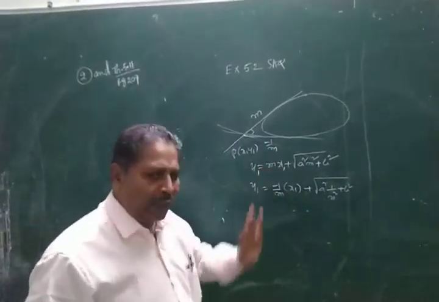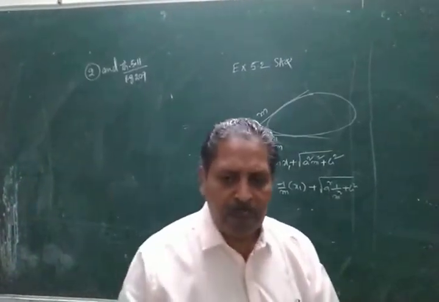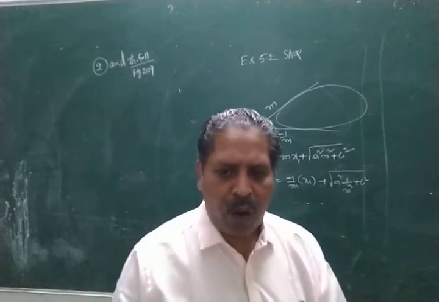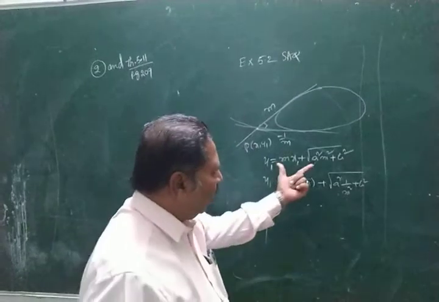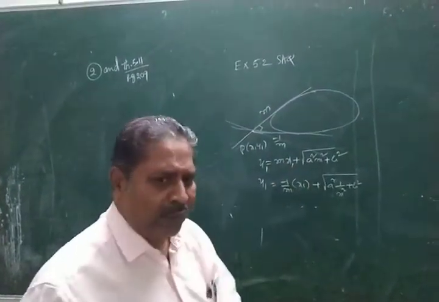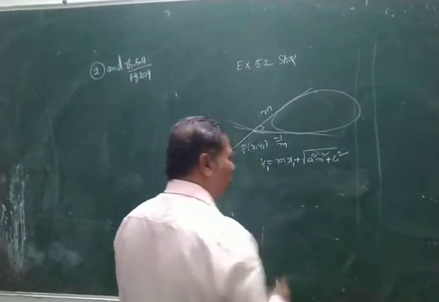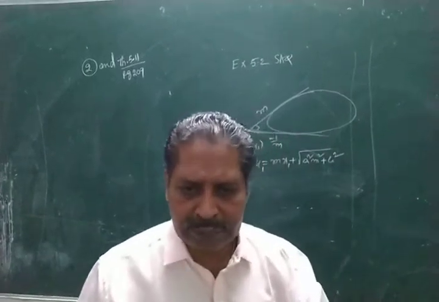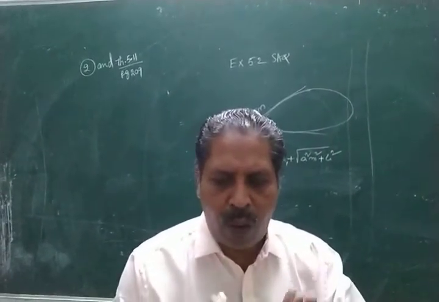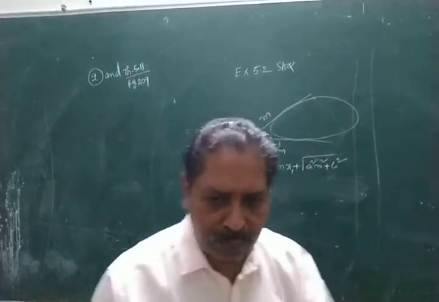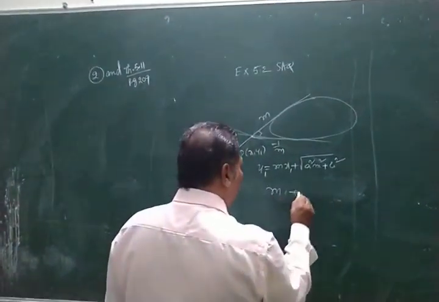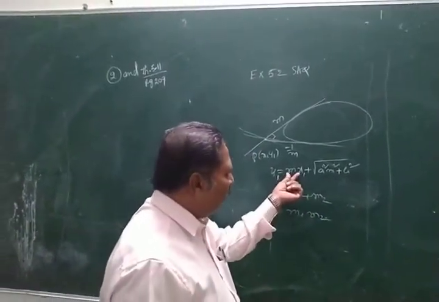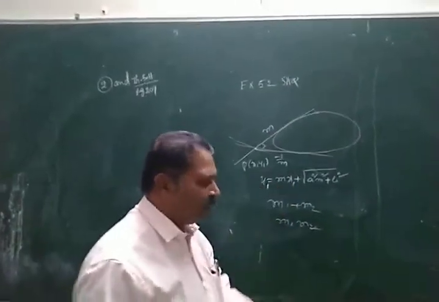From these two equations, we eliminate m. Then we get the quadratic equation. So take this one only. Squaring on both sides, we get a quadratic equation in m. Sum of the slopes, product of the slopes, m1, m2 are the roots of this equation.